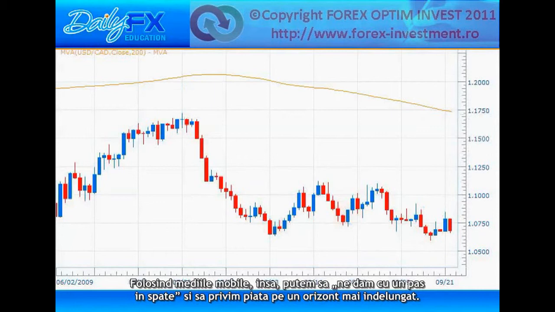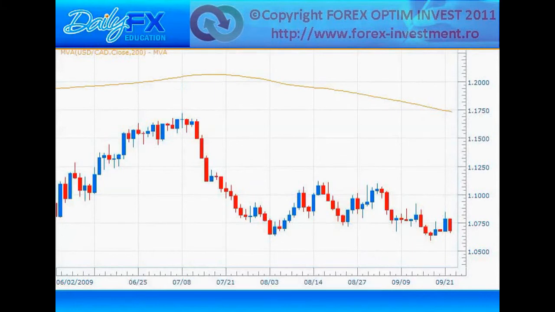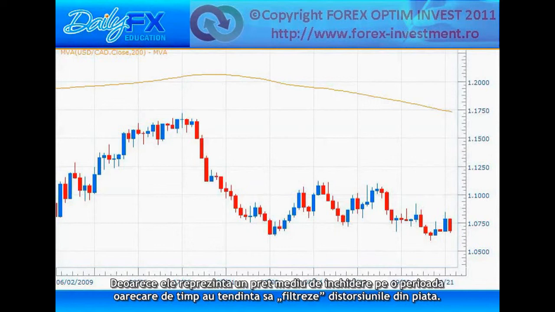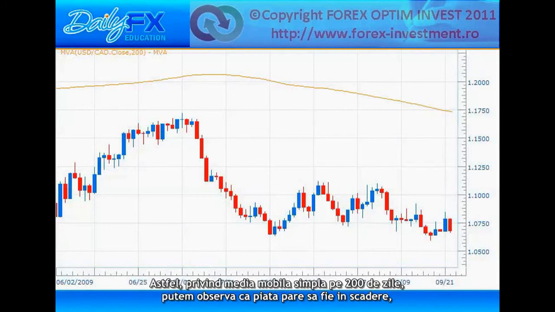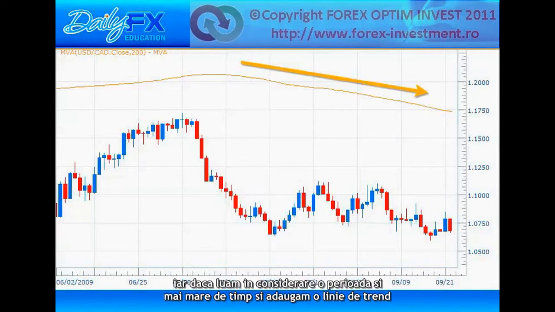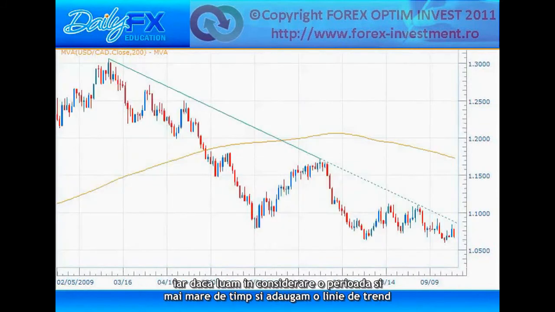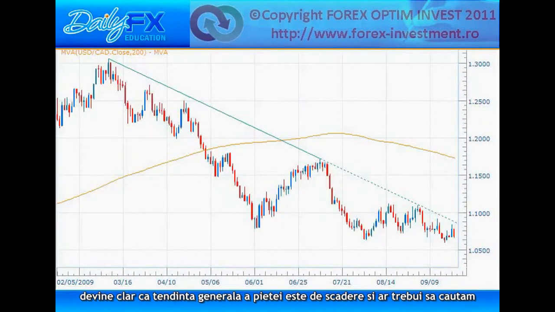But using moving averages is a way to take a step back and look at a longer view of market sentiment. Because they represent an average closing price over a certain period of time, they do have a tendency to filter out any excess market noise. We can see here that the 200 period SMA is actually trending down. And if we really zoom out and apply a trend line, it becomes even more clear that the market is currently trending down, and we should most likely be looking for selling opportunities, not buying opportunities.